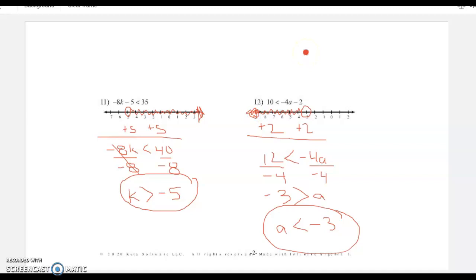All right, and that is how you solve 1- and 2-step inequalities. You solve them just like an equation, except you have to remember, if you multiply or divide by a negative, you got to flip that inequality.